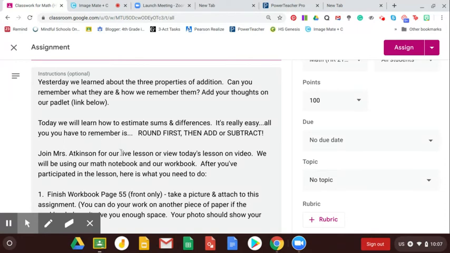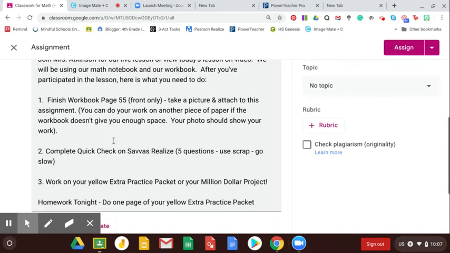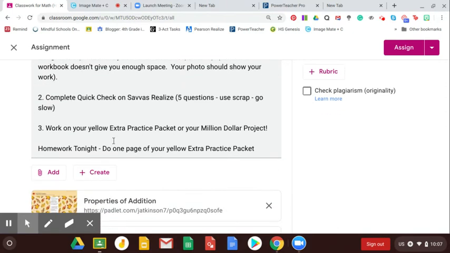You can also take a look at what you're going to do after our lesson, after I talk today. You are going to be working on workbook page 55. You're going to be finishing that, taking a picture of it, and attaching it to your Google Classroom assignment today. You are also going to be doing a quick check on Savvas Realize. It's 5 questions. Please use scrap paper and go slow. And finally, you're going to be working on your extra practice packet or your $1 million project. Tonight's homework is to do 1 page in your extra practice packet.